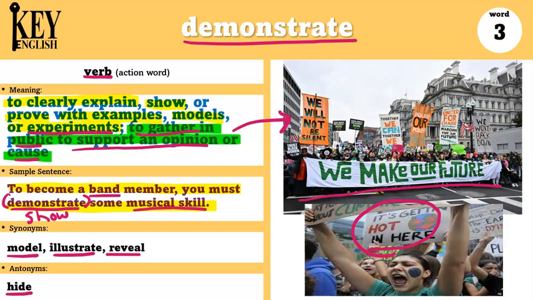came together, they gathered together to show their opinion to the government and to people who make the laws about protecting the earth. So we can also say they are demonstrating their opinion. Or we could call it a demonstration.